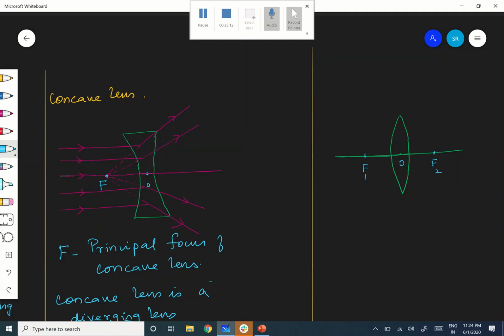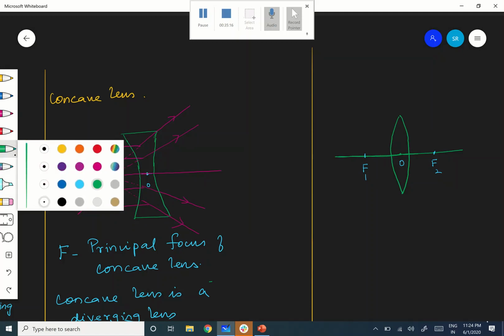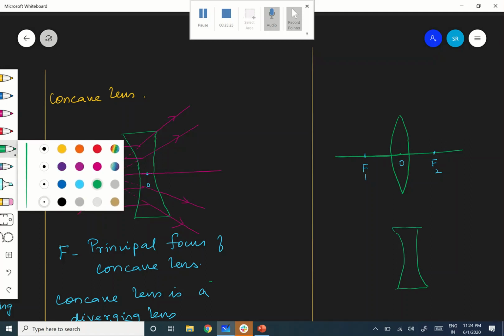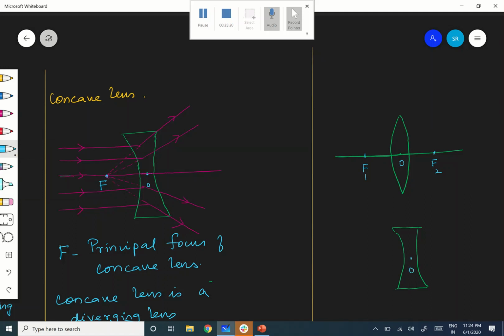The same thing holds in the case of a concave lens. In the case of a concave lens, there are also two principal foci. This is O, and here is f1 and on this side it is f2. There are two principal foci.